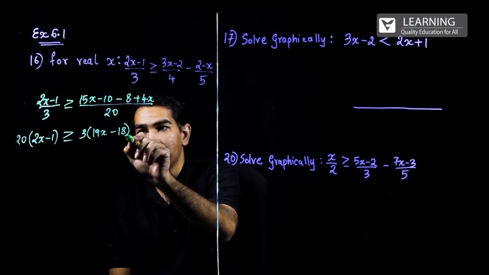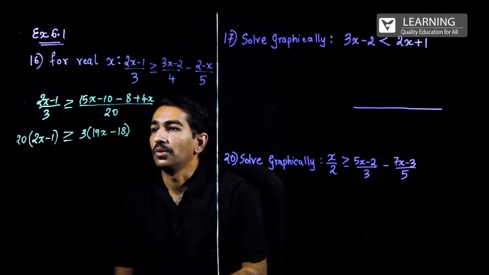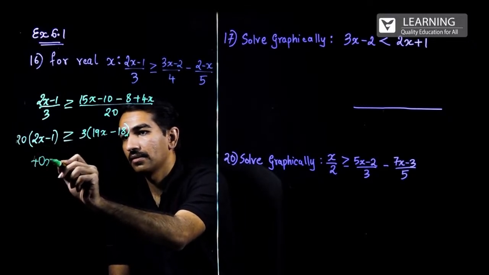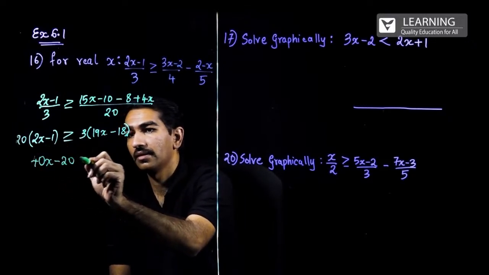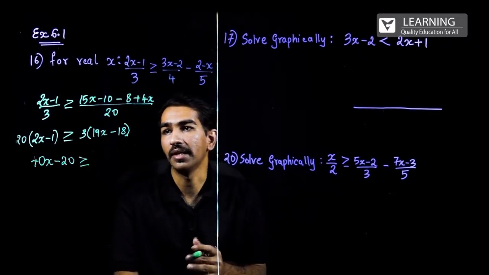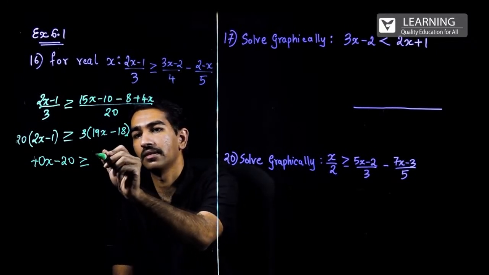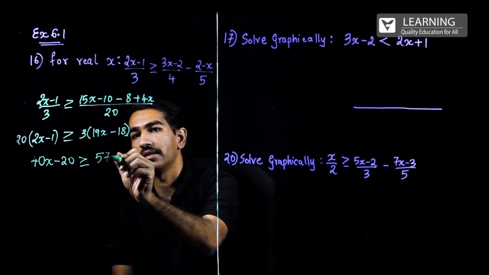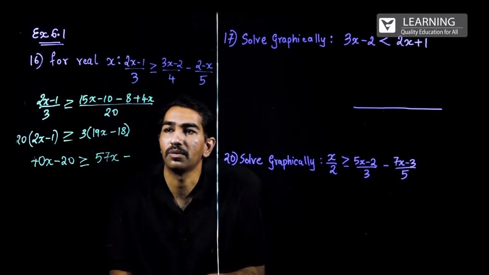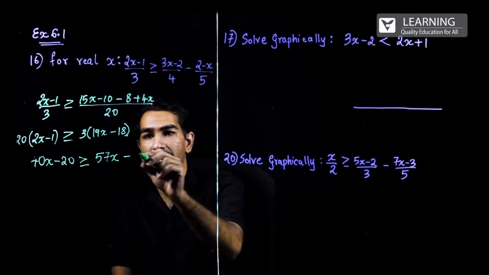Okay. So 3 of 19x minus 18. Next what we'll do, solve this: 40x minus 20 greater than or equal to 19 into 3. So that will become 20 into 3 is 60, right? 19 into 3 minus 3, that will become 57x, right, 57x minus 18 into 3. Same thing, so minus 6 will happen here. So that will be 60 minus 6 is 54.